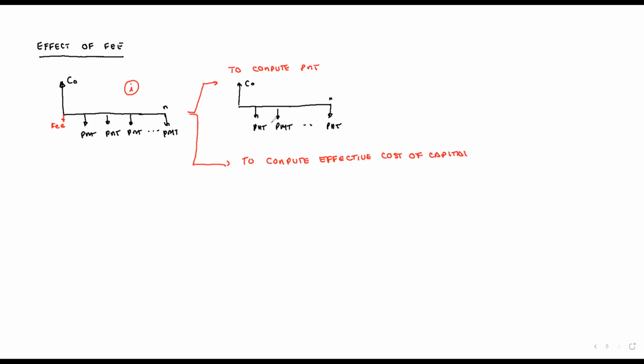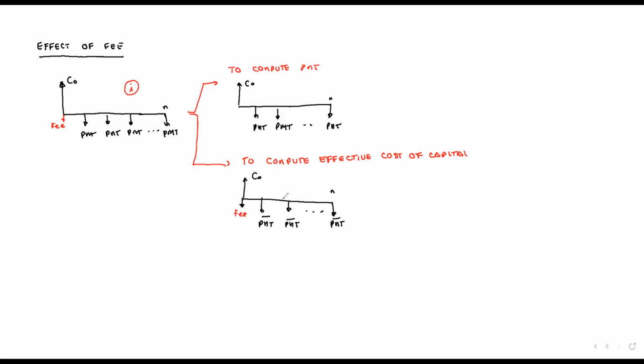Okay, so once you know the payment, so you have estimated the payment, you can create another cash flow now with numbers. So this is my C0, and the payment is going to be a known number, which implies that you know already these payments. You have computed these payments from here. And then you add your fee.